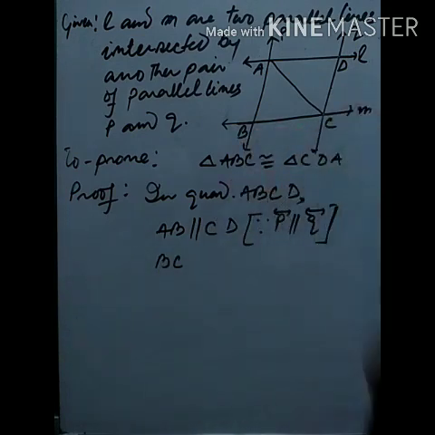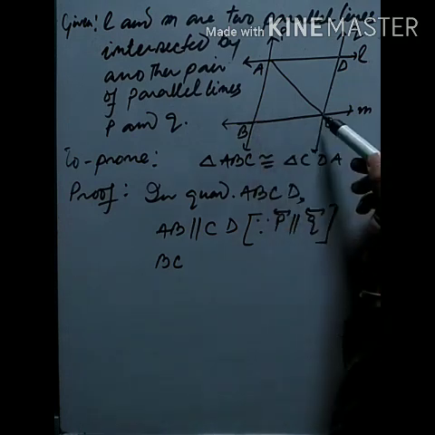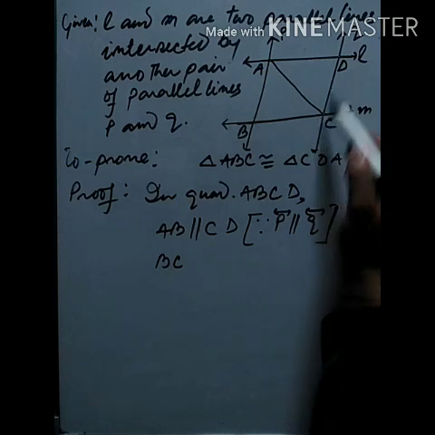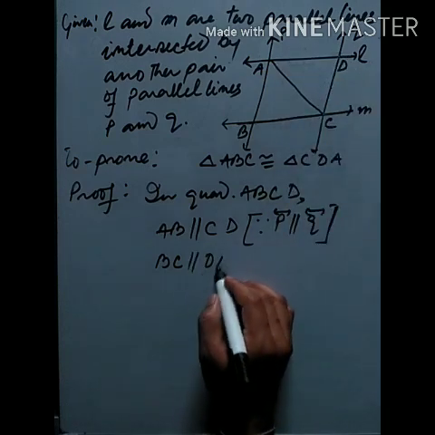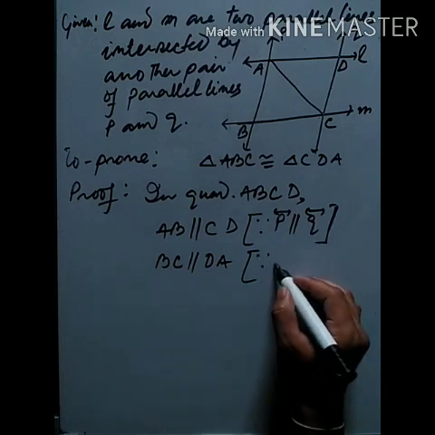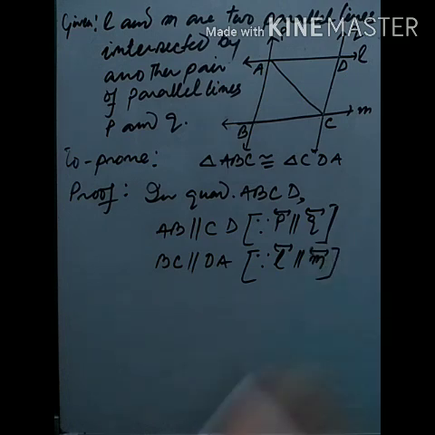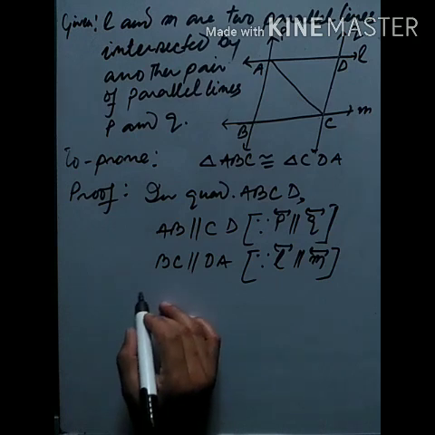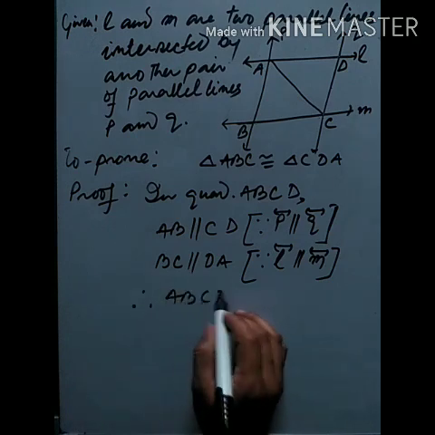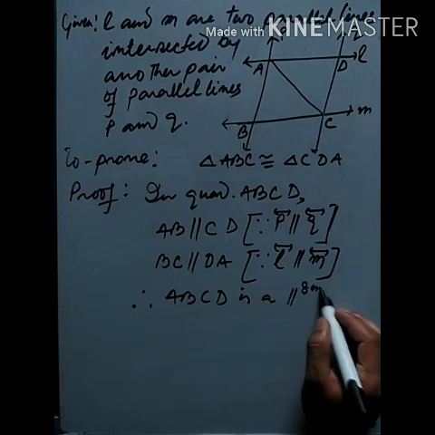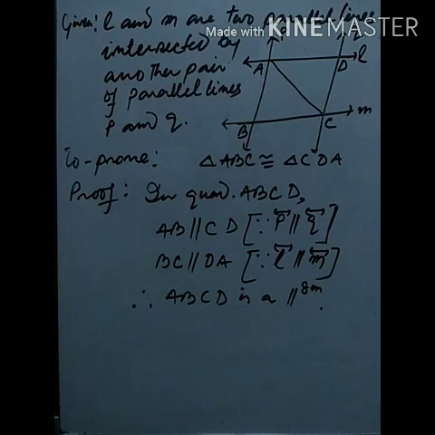Next we have BC, which will also be parallel to DA. Please see properly, this is BC and this is DA. What is the reason here? Since line L is parallel to line M. That means in this quadrilateral, the pairs of opposite sides are parallel to each other. That means ABCD is a parallelogram. Therefore ABCD is a parallelogram. Now we are going to prove triangle ABC and triangle CDA are congruent.